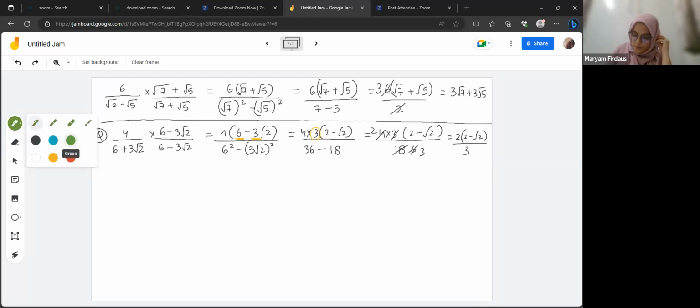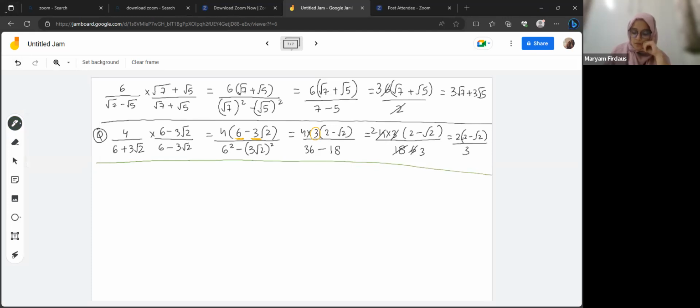Done. Shall we move on to the next question? Yes, ma'am. Okay. So now we have a different type of question. I mean, it's the same thing, just the numerator becomes a little more complicated.